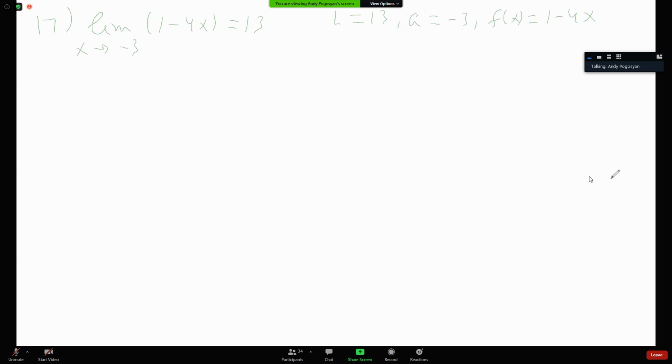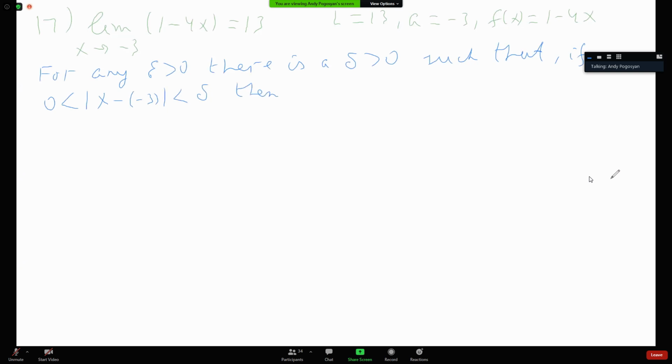Okay, let's check your first step. For any or every epsilon greater than 0, there is a delta greater than 0 such that if 0 is less than absolute value of x minus negative 3, which is less than delta, then absolute value of 1 minus 4x minus 13 is less than epsilon. This is the first step.